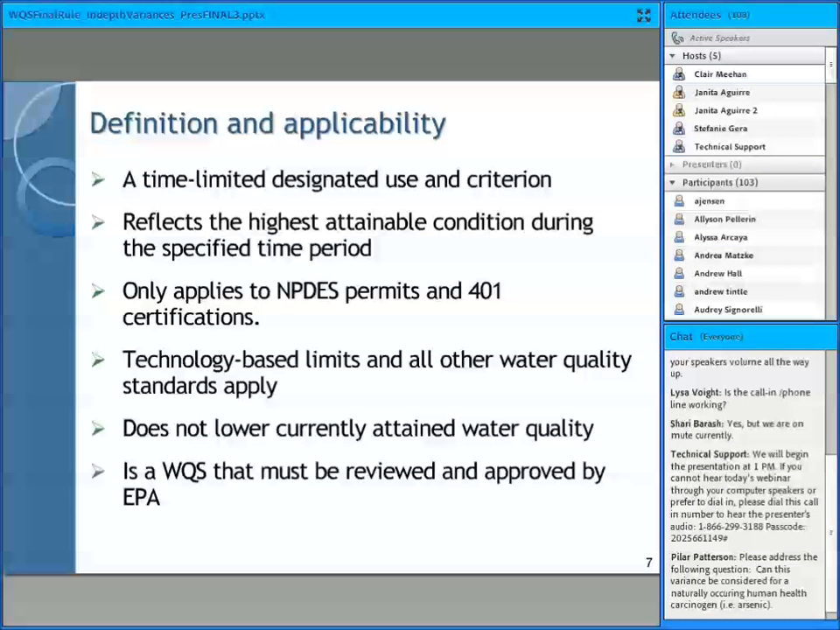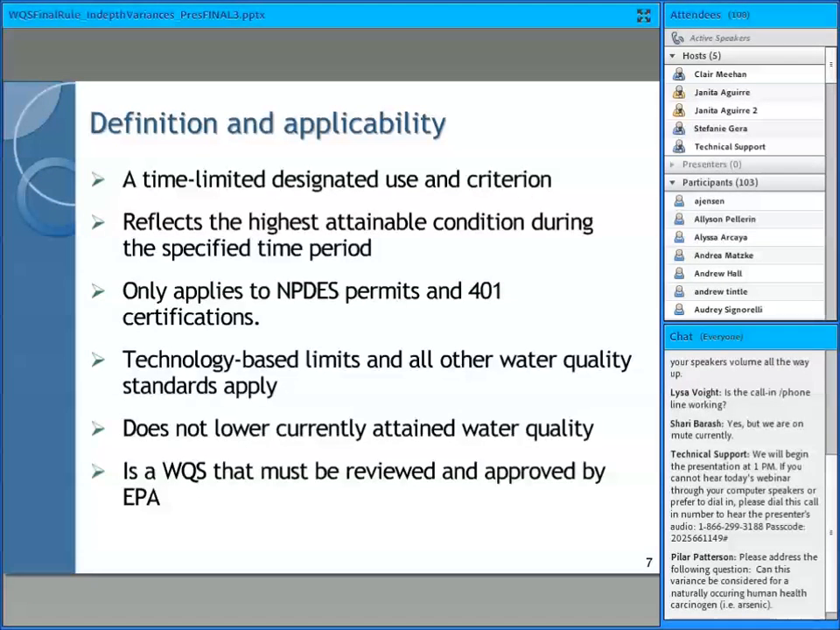First, the regulation explicitly defines a water quality standards variance as a time-limited designated use and criterion for specific pollutants or water quality parameters that reflect the highest attainable condition during the term of the variance. We didn't include a definition of highest attainable condition in the definition section of the rule because it has a plain meaning. It is the condition of the water body or effluent that is achievable and is closest to the underlying designated use and criteria. The rule provides several ways to express the highest attainable condition for a variance.